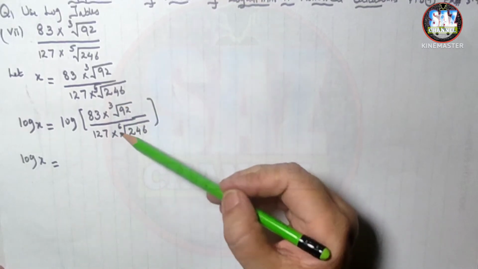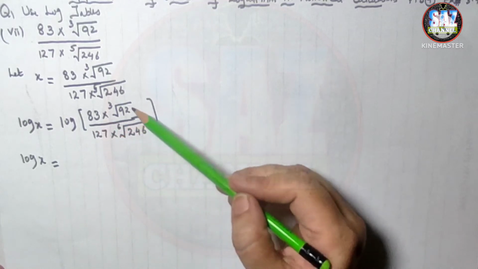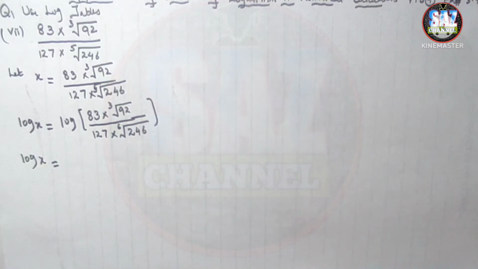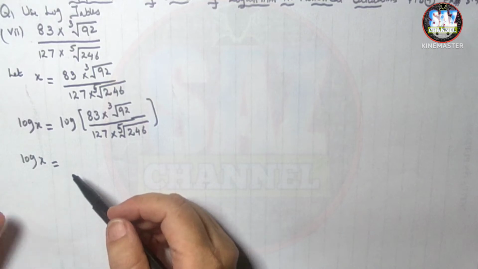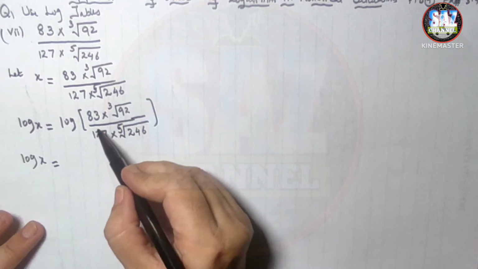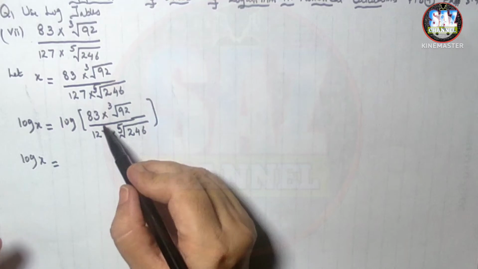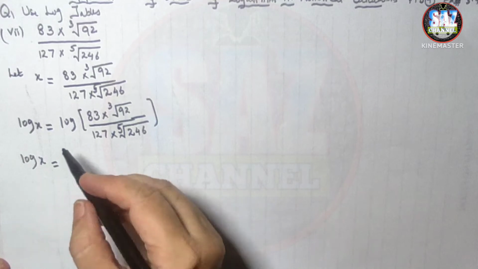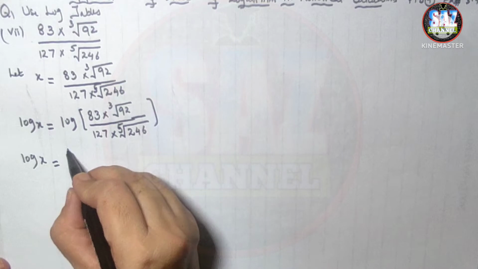Now it's time to observe the question carefully. The question is in the form of a fraction, and the numerator and denominator both contain terms which are multiplied together, and one of the terms has a power as well. So we have to apply how many laws? First of all, we apply the division law of logarithm. Then on the numerator and denominator, we apply the product law of logarithm and the power law as well.